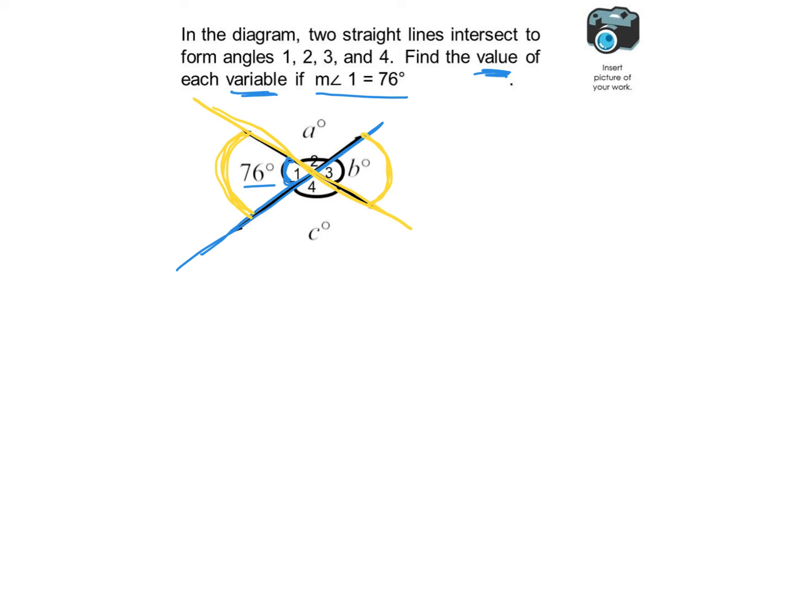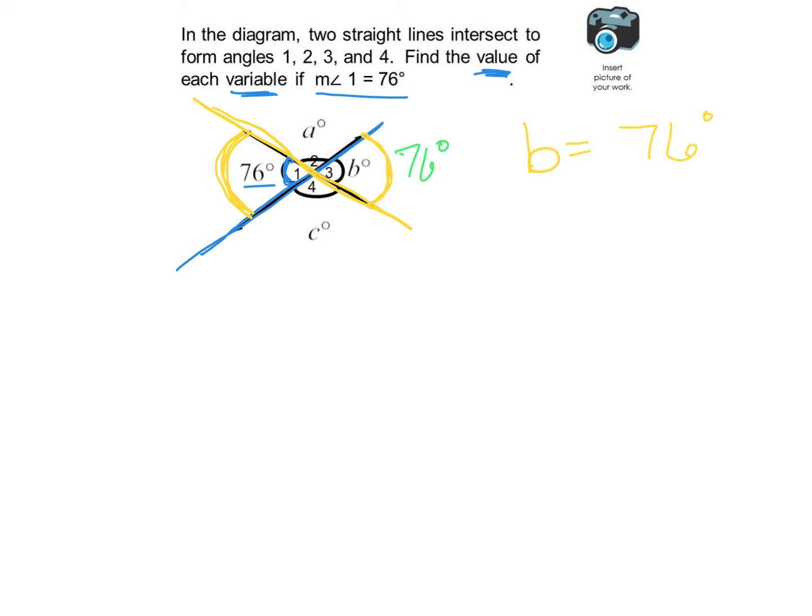So I know right now what angle B is because vertical angles are equal. So B is equal to 76. I'm going to put a degree symbol there. I don't really need it because it said value of the variable, not of angle measure, but let's just do it anyway. All right, so now I know B is 76 degrees, so I'm going to put that there.